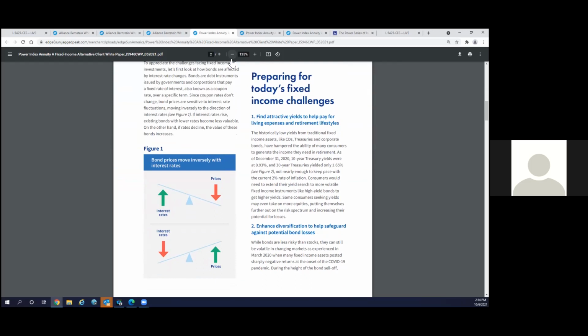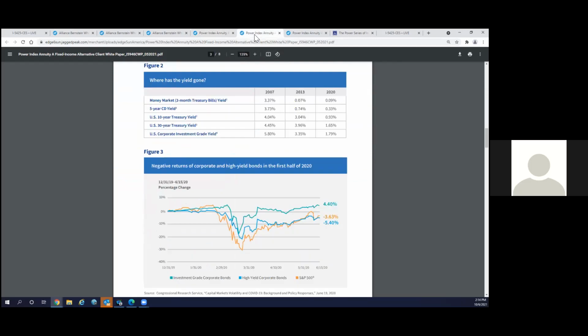We also know that, looking at figure 2 here, historically low yields will not be enough to keep pace with inflation. Bonds are less risky than stocks? Not really. There can be as much volatility in bonds as there is in traditional markets. You can see that in figure 3. There were double-digit losses back in March 2020.